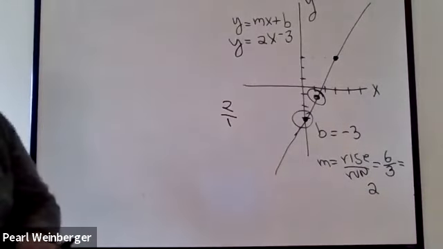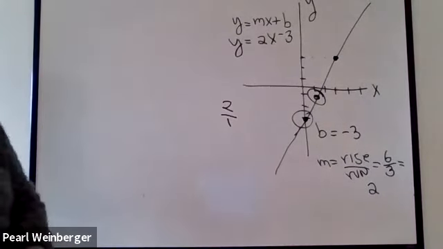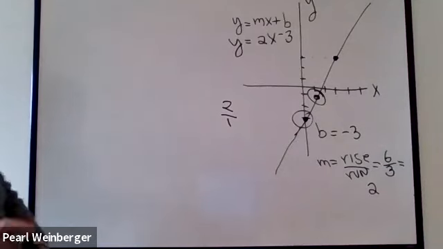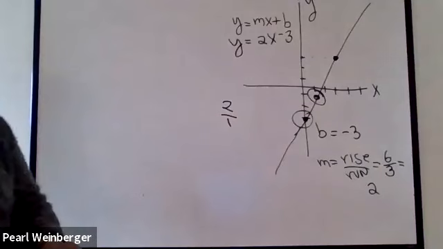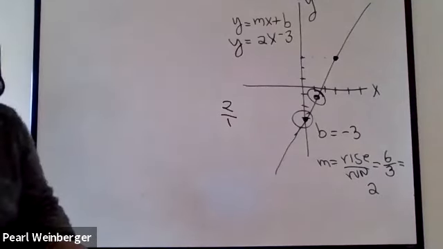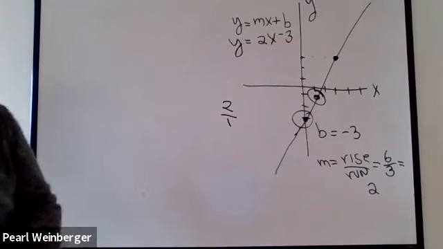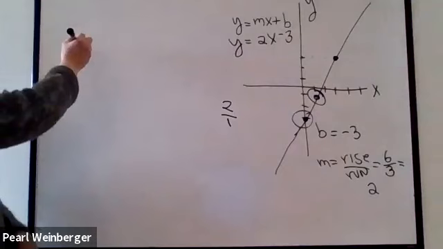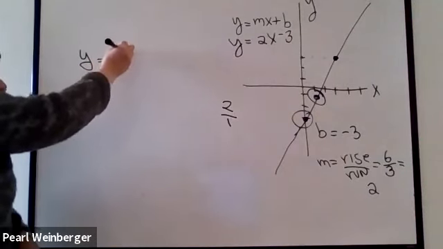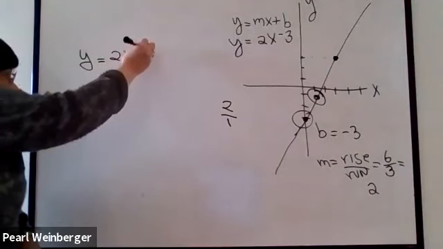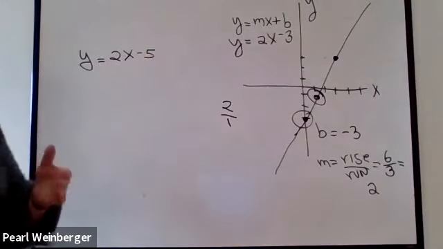Okay, so as I said, I wanted to do one other section, and it has to do with something that really isn't very difficult. It's just a new way of writing things. Let's take our equation y equals, let's say, y equals 2x minus 5.